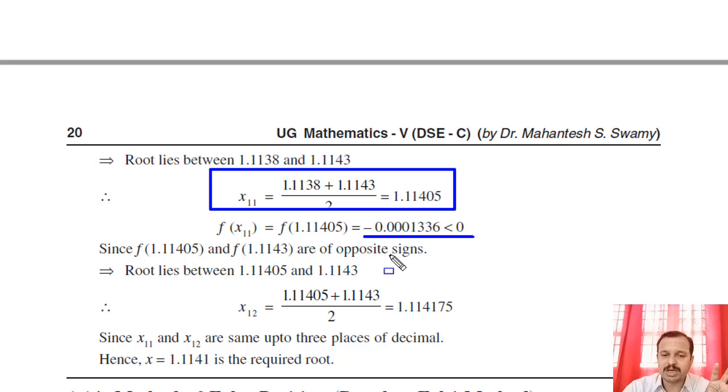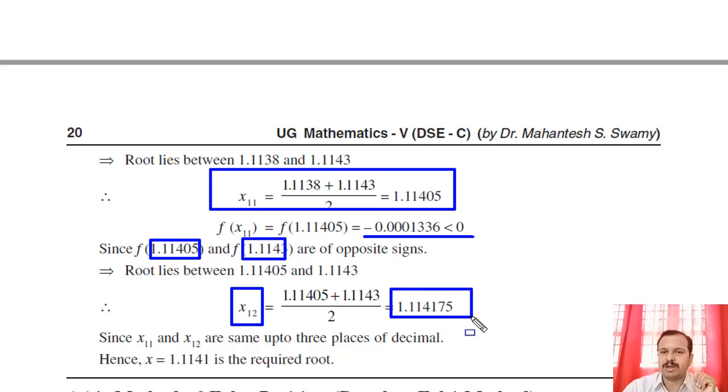When they are opposite, we say that the desired root lies in between these 2 points. See, the root lies in between these 2 points. When the desired root lies in between these 2 points, what have we done? We have contracted the interval to a very, very small extent. Now we are going to bisect this smaller interval again, and that bisection gives us the new approximation, that is x12.